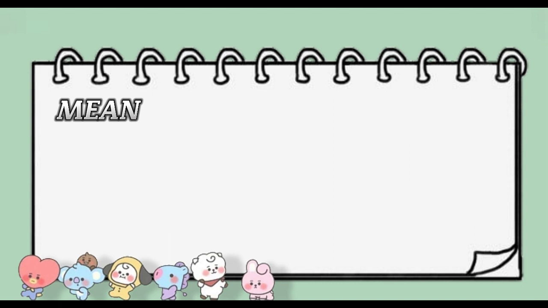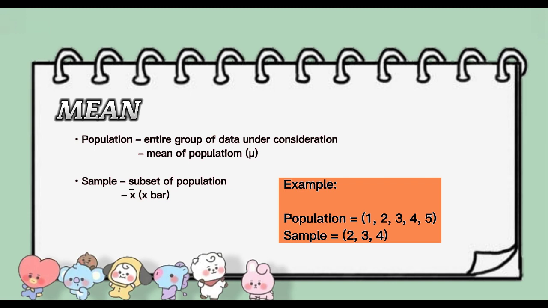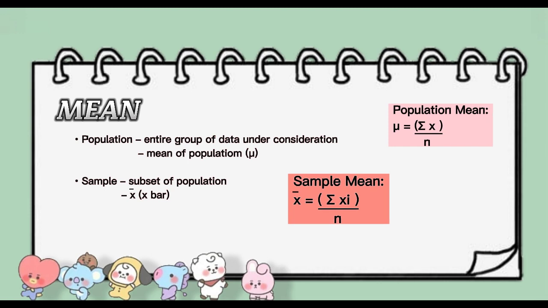In statistics, we have something called population and sample. Population is the entire group of data under consideration, while the sample is the subset of the population. For example, if we have the population of 1, 2, 3, 4, and 5, let's consider that 2, 3, and 4 will be the subset of the population, which is the sample. There are two formulas in getting the mean, which are the sample mean and the population mean. These two have the same way of getting the average, simply to sum all of the values in the dataset divided by the number of the values in the dataset.